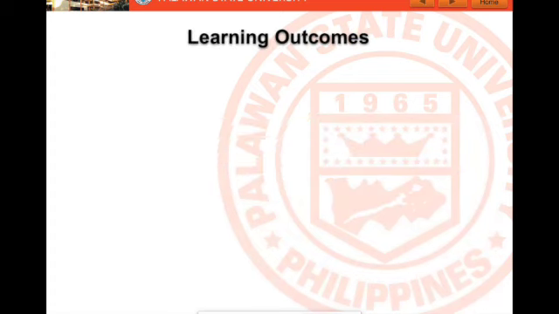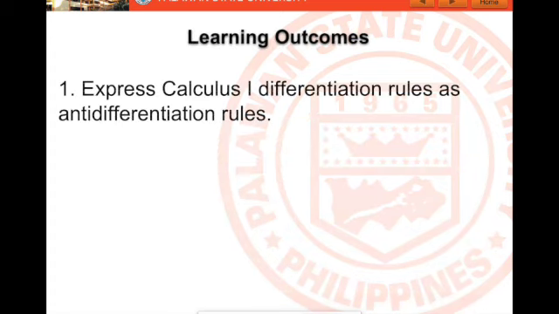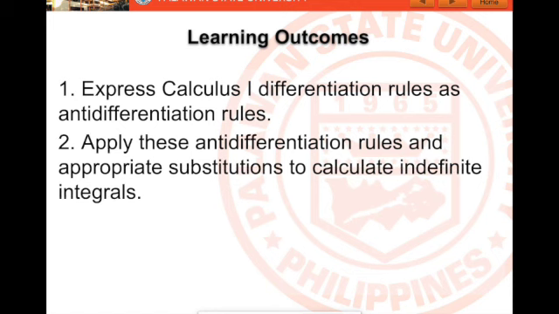So for this meeting, these are our target outcomes. At the end of this meeting, you should learn to execute this new learnings. The first one would be to express Calculus 1 differentiation rules as anti-differentiation rules. That means that you shouldn't forget the theorems and rules and techniques you learned in Engineering Calculus 1 or Differential Calculus, so that you can inverse that and you can perform integration.